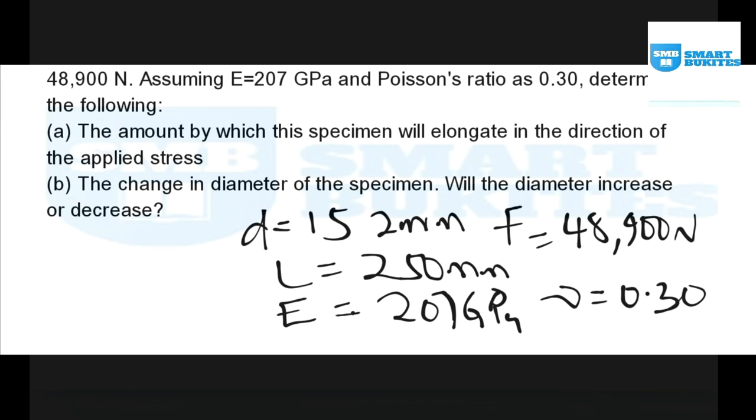A, the amount by which the specimen will elongate in the direction of the applied stress, that is the change in length. Then the change in diameter of the specimen, that is change in diameter. And we are also told, will the diameter increase or decrease? We are going to solve this question right away.